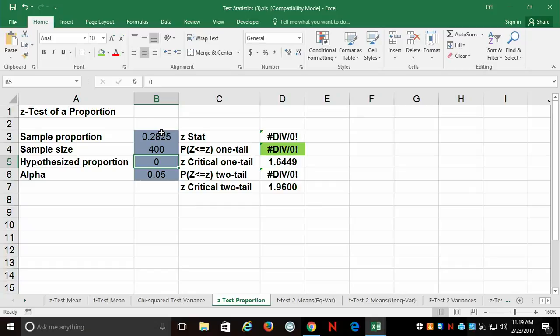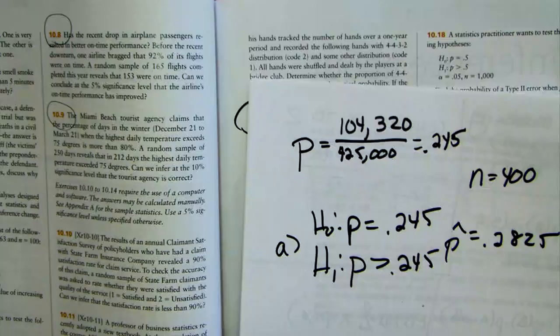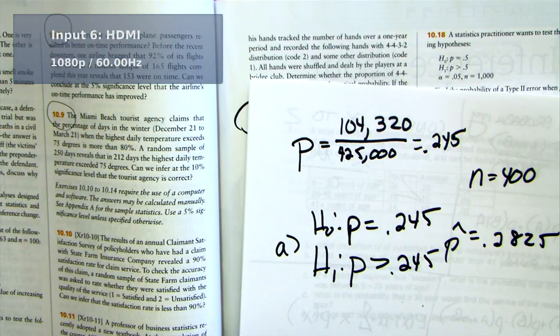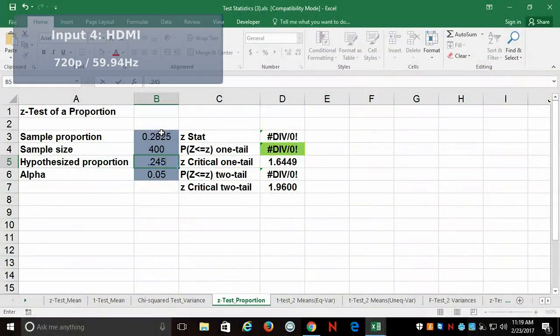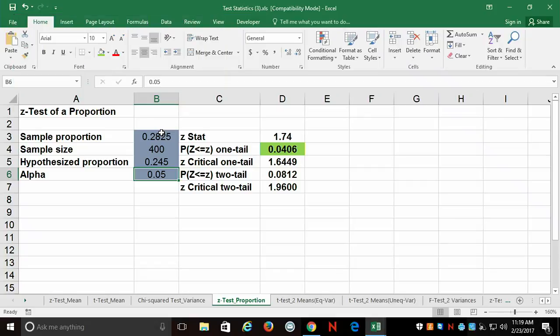And what is my hypothesized proportion? What am I trying to prove it's greater than? 24.5%, so 0.245. It gives me my evidence. One value that I made green. How much, in a word, how much evidence do I have to prove that I increased sales of my newspaper based on this ad campaign?